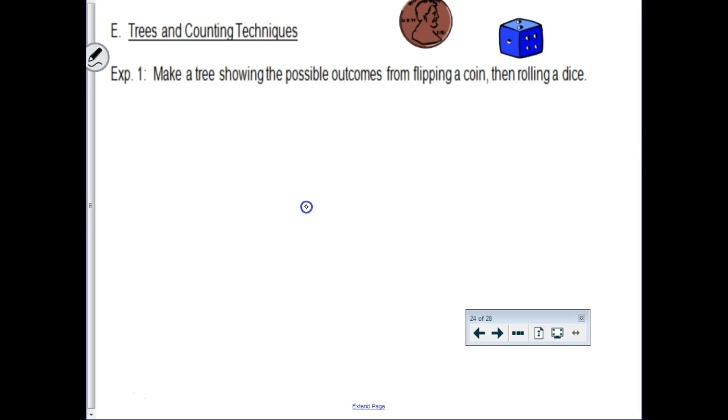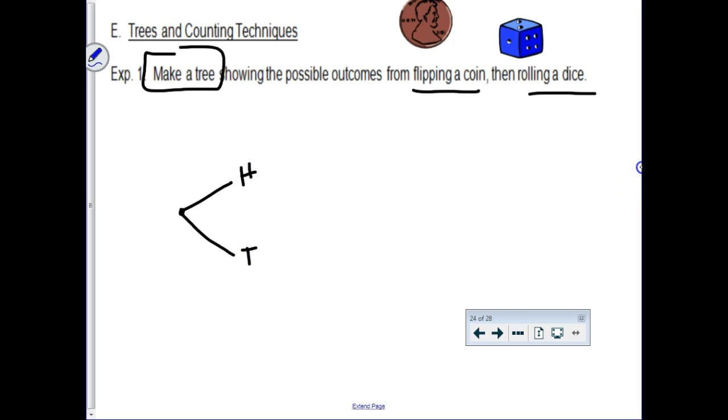Alright, counting techniques. We're going to make a tree. Remember that boy and girl problem? They had the tree diagram? This one's going to be a little less exciting. So we want to come up with all the possible outcomes for flipping a coin and then rolling a 6-sided number cube, okay? A 6-sided number cube. So flipping a coin, what are the 2 outcomes that are possible? Heads, tails.